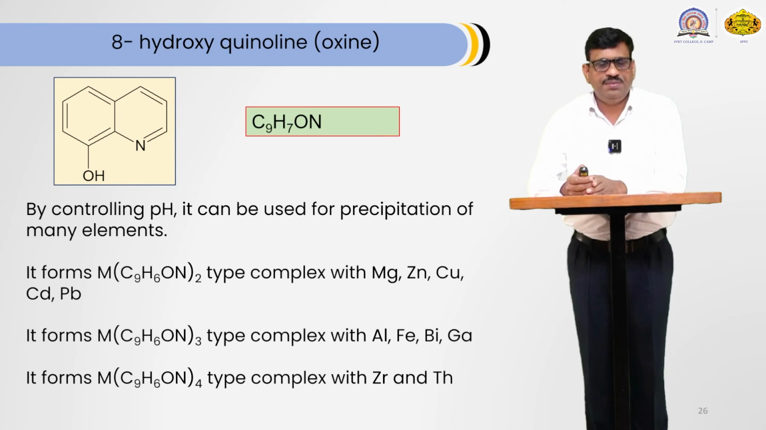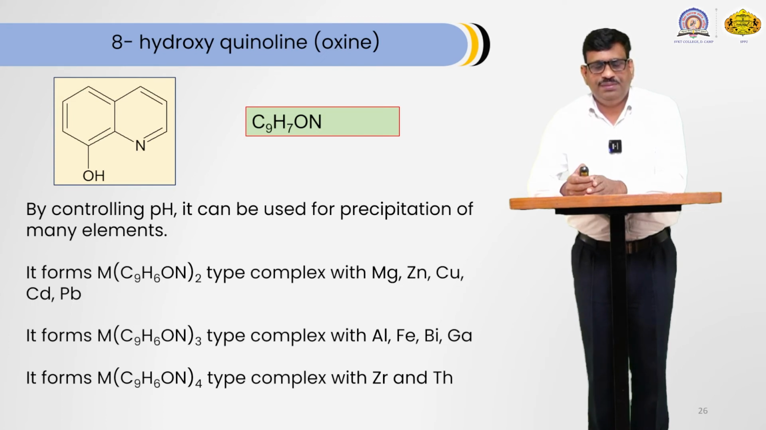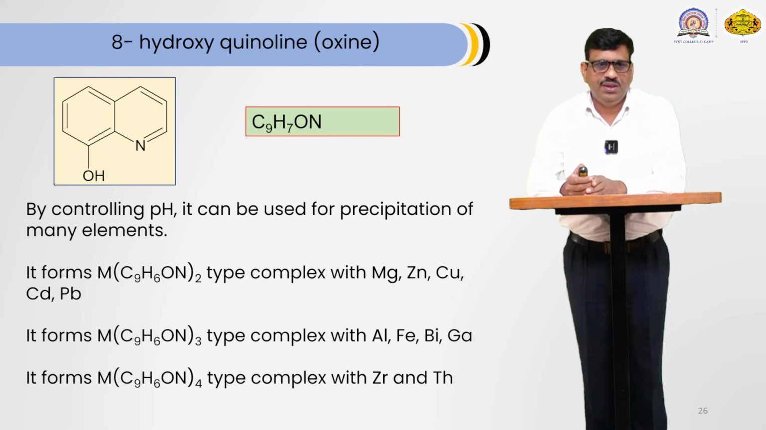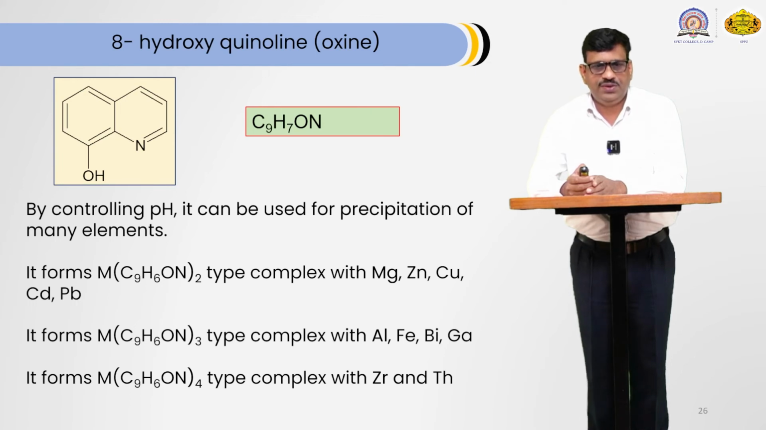It forms a complex of type M(C9H6ON)2 with Mg2+, Zn, Cu, Cd, and Pb, because all these metals are bivalent and hence this type of complex can be formed. It can also form complexes with aluminum, iron, etc. It forms a complex of type M(C9H6ON)4 with zirconium and thorium.